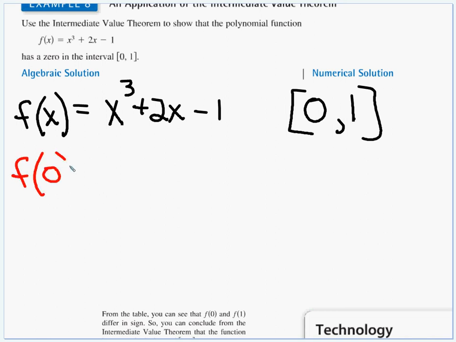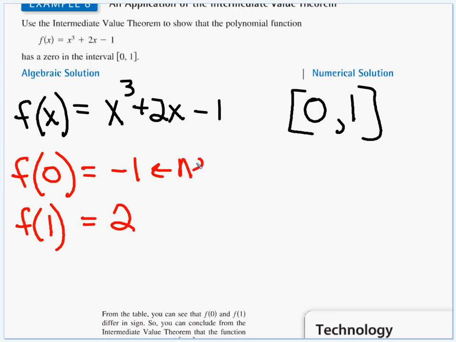Let's check our endpoints. F of 0, if I put in the left endpoint, 0 cubed plus 2 times 0 minus 1 is negative 1. And then if I put the 1 in there, f of positive 1, well, that's going to be 1 plus 2 is 3 minus 1 is 2. So we've got a negative number and we've got a positive number, and what lives in between positives and negatives? Zeros. And that's what they want us to find, a 0 somewhere on that interval.